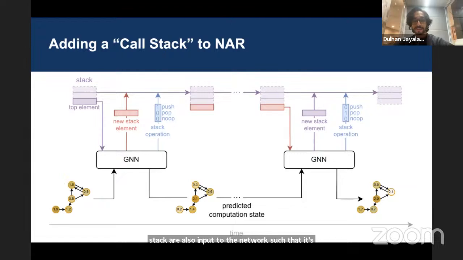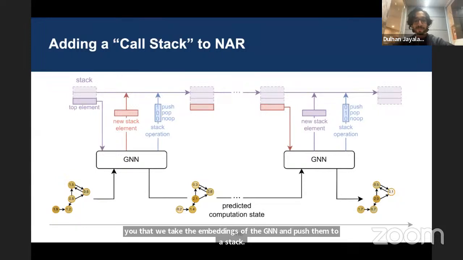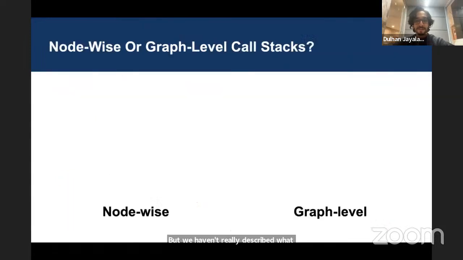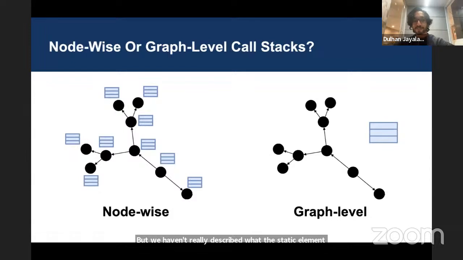And this is what's important because if we go back to our DFS example, then if we're at node five, we see the state of computation that was last pushed. That tells us to follow a predecessor pointer to node four. And the same applies between node four and node two. So another important question to consider is, well, I just told you that we take the embeddings of the GNN and push them to a stack, but we haven't really described what this stack element actually consists of. So we've considered two options here.